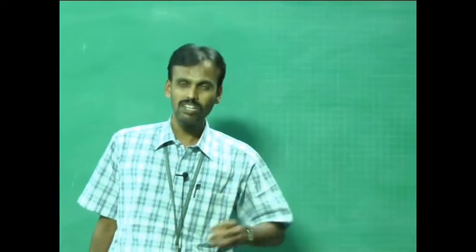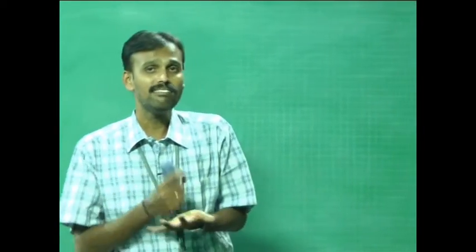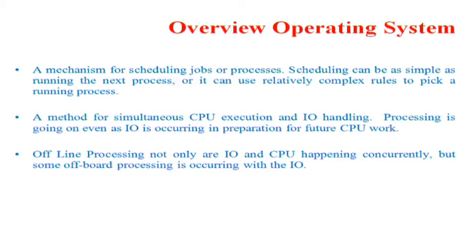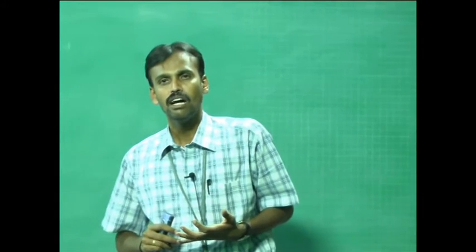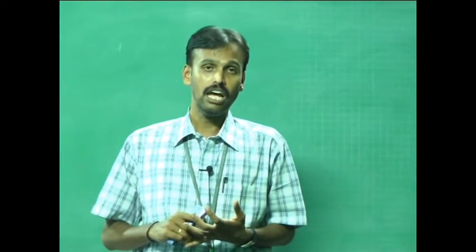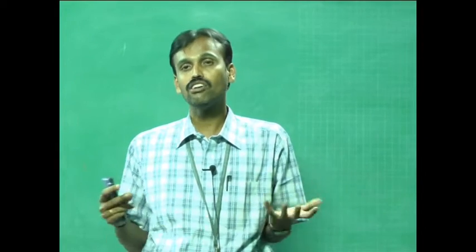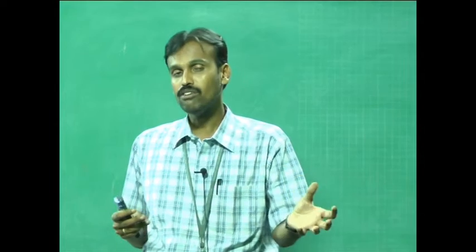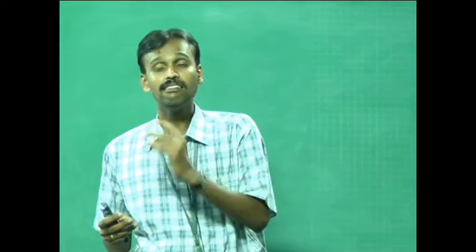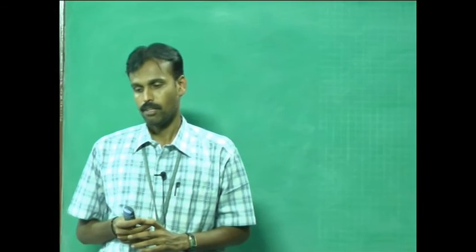Then what is an operating system? What is its mechanism? It is a mechanism which is used for scheduling of jobs or processes. Scheduling can be as simple as running the next process, or it can be relatively complex where it picks up rules to run a particular process. It also provides us with a method of simultaneous CPU execution and I/O handling, because in every execution we make use of the CPU and we like to have the I/O handled. This is done by an operating system.